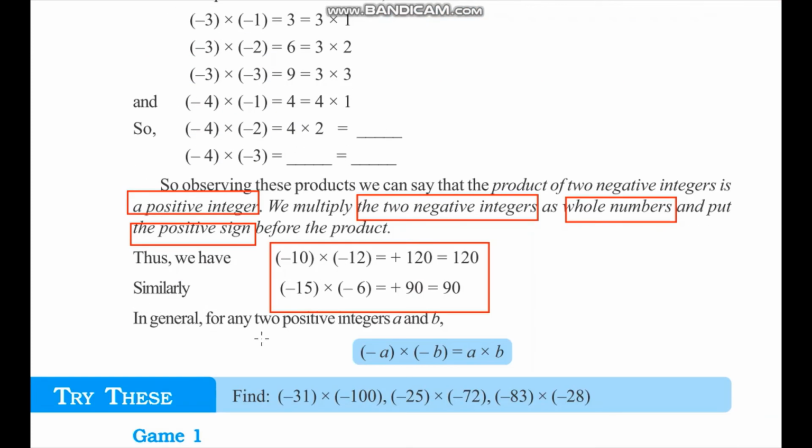In general, for any two positive integers a and b, so again, if a and b are positive, then minus a and minus b are negative. So the product of two negative integers is the same as the product of their whole numbers and keeping the positive sign as is.